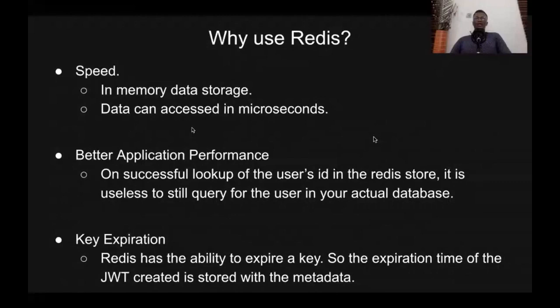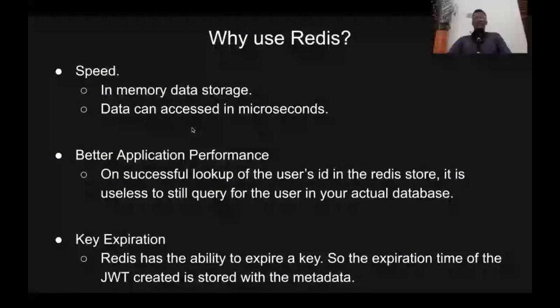The first one is in-memory data storage. Redis stores data in memory, so it does not need any hard disks or any disks to store its data, it stores it in memory. The second is data can be accessed in microseconds. So I can access data in microseconds, right? So it's generally very fast.